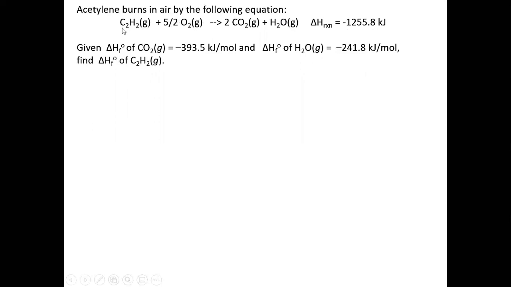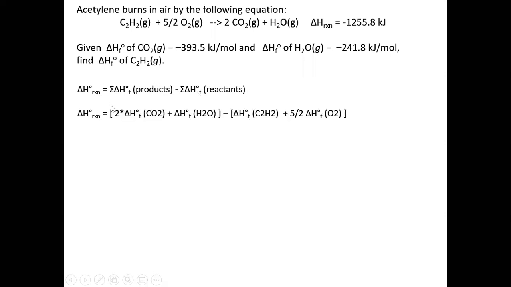So to make acetylene a coefficient of 1. And it gives us the heat of formations of CO2, H2O gas, and asks what's the heat of formation of C2H2. So again, delta H of reaction equals the heat of formation of products minus the sum of the heat of formation of reactants. And you need to know this equation when calculating heat of reaction. So again, it's going to be 2 times the heat of formation of CO2 plus the heat of formation of H2O minus the heat of formation of C2H2 plus 5/2 heat of formation of O2.